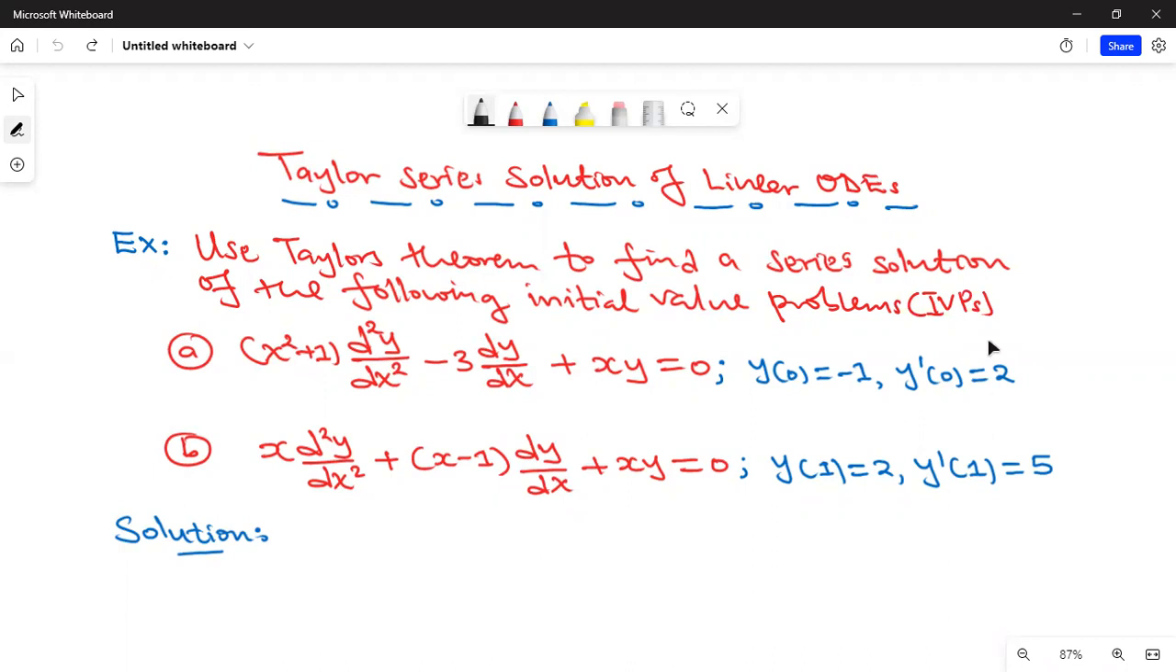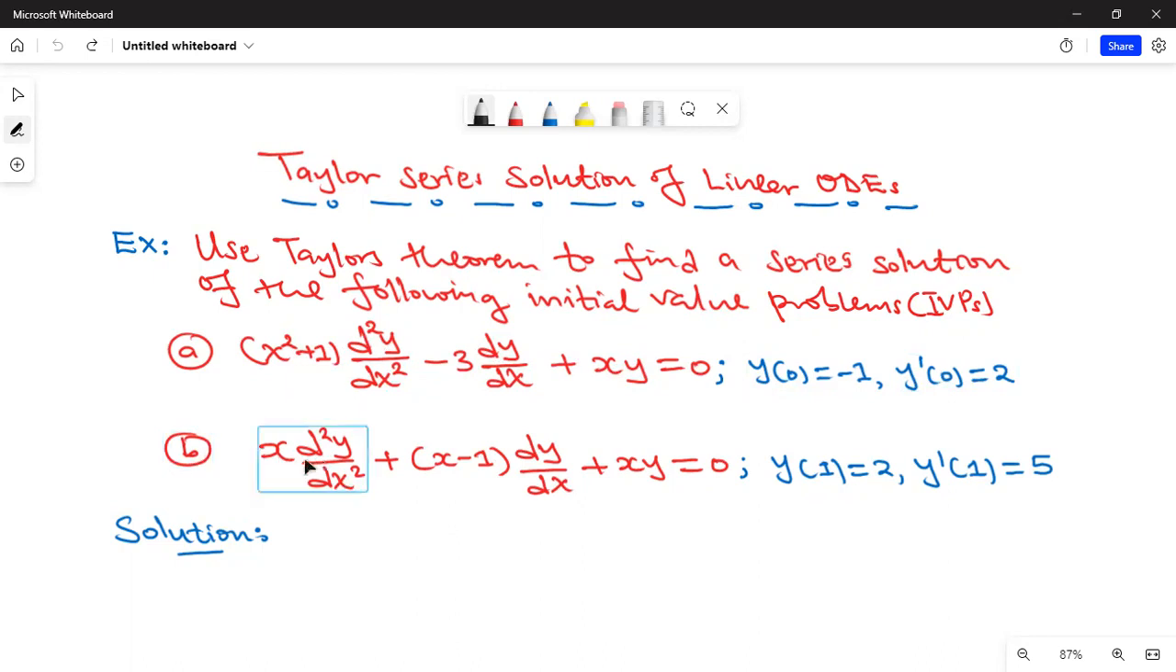Today we are going to look at the method of Taylor series expansion and how it is used to solve linear ordinary differential equations. Now we are given this question. We are asked to use Taylor series theorem to find a series solution of the following initial value problems. Part A, we have (x squared plus 1) d squared y over dx squared minus 3 dy/dx plus xy is equal to 0. And the initial conditions are y of 0 is equal to -1 and y prime of 0 is equal to 2.